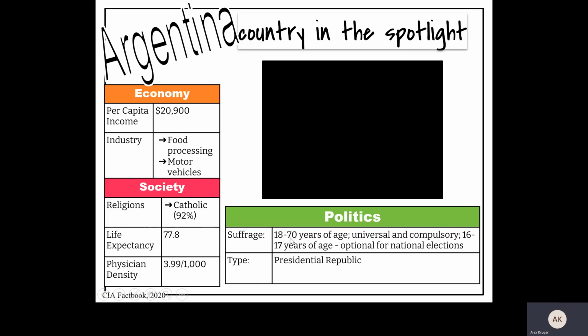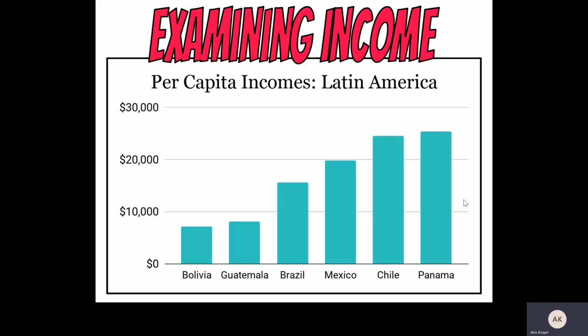You can vote from when you're 18 to 70. I guess you can't vote when you're older than that. I guess it's true. Universal and compulsory voting, 16 years of age, optional for national elections. Interesting. And they're a republic, so they're not communist.